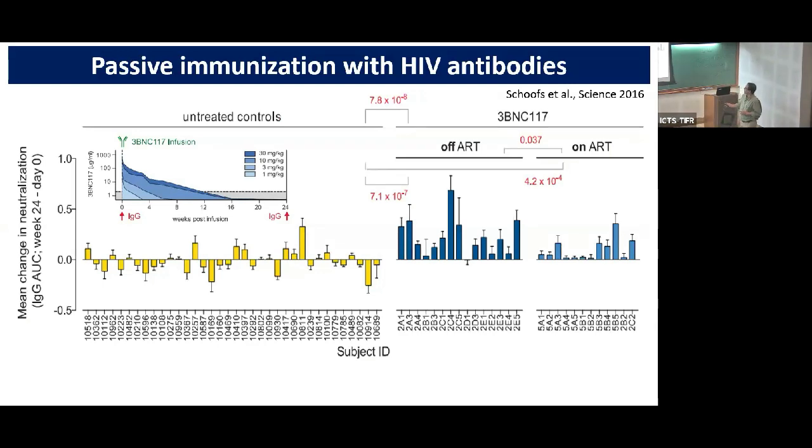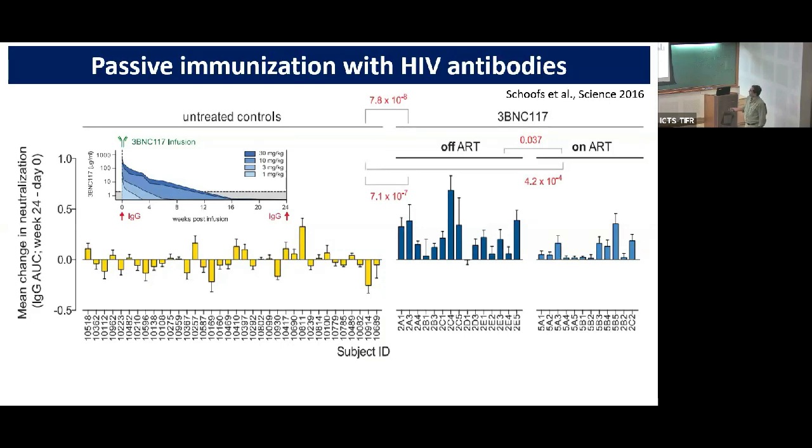This left panel is untreated controls, which means that this antibody was not administered. The right are people given this dose. And here there are two groups. This group is of individuals who are not on antiretroviral treatment. So they have high viral levels in their body. And these are individuals who were on antiretroviral treatment. So their virus levels were controlled. Each bar here is one individual.